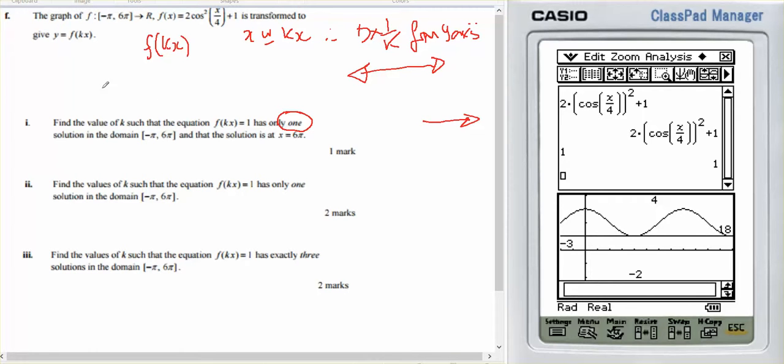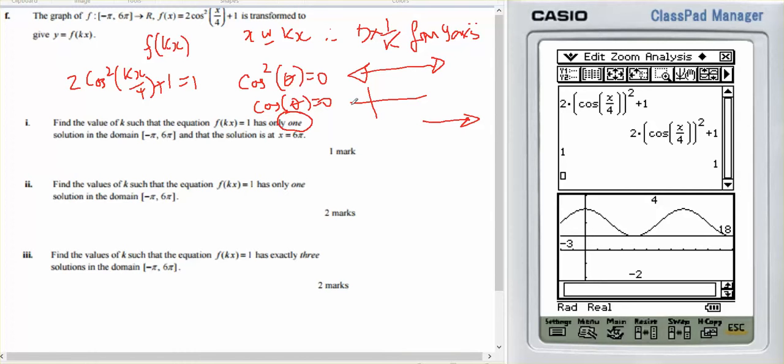So what I actually want is I've got 2 cos squared of kx on 4, plus 1, equals 1. And if I was to strip that back and move the 1 over, that would equal 0, and then divide by 2. I'm actually looking for the cos squared of theta equaling 0, which is the same as the cos of theta equaling 0.